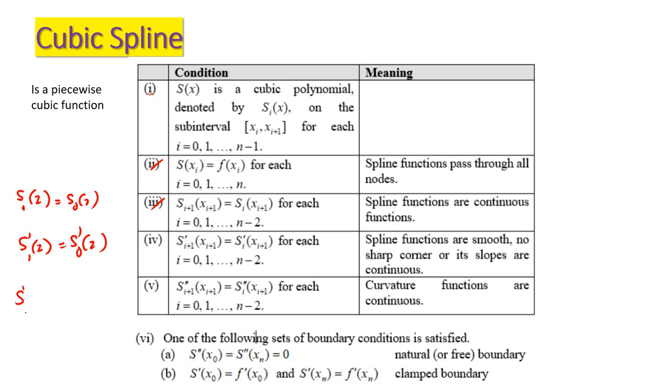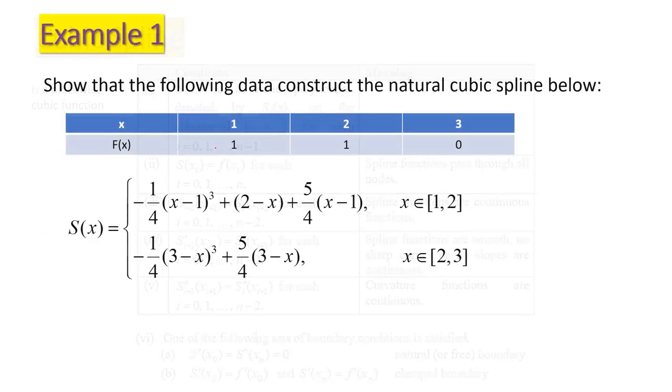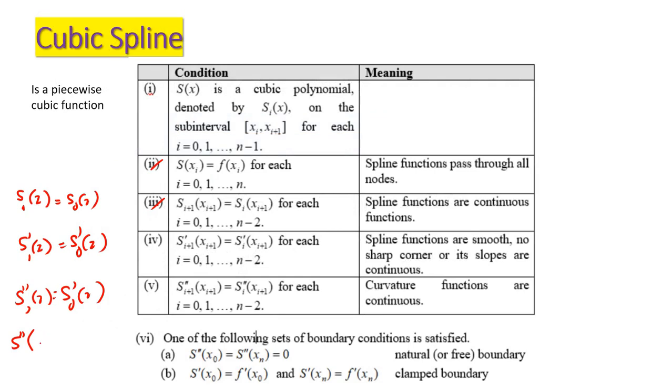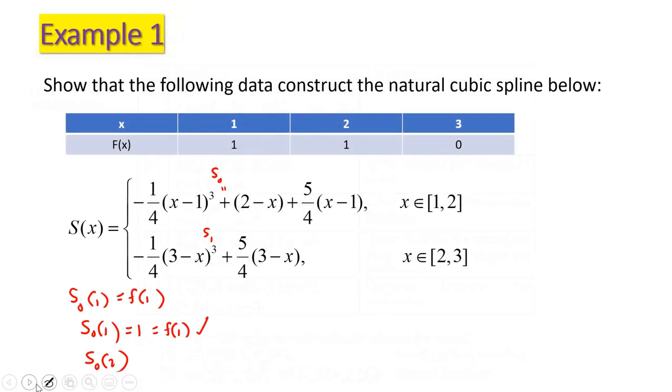Then we're going to show the second derivative. At the endpoint, what is the endpoint that we have just now? 1 and 0. S double prime 1 will be equal to S double prime 0. This should be equal to 0. So now we find the first derivative.